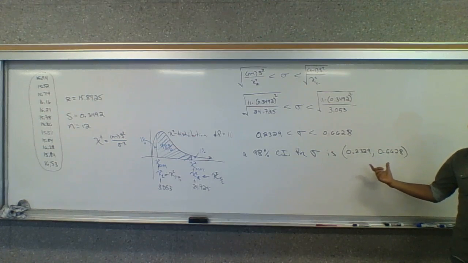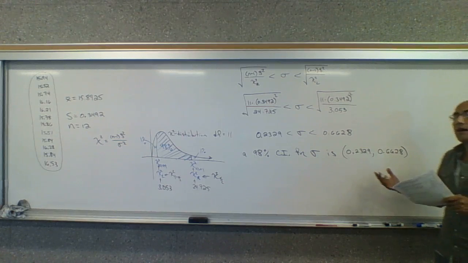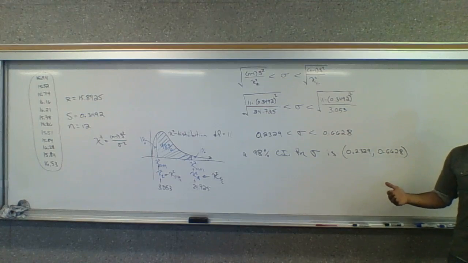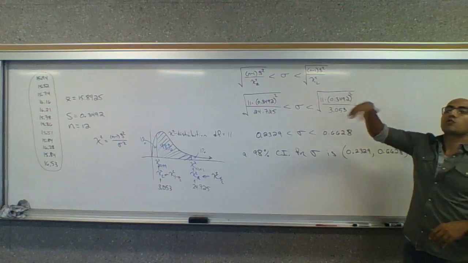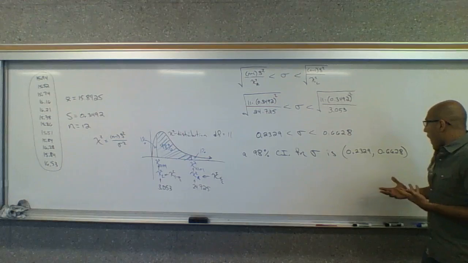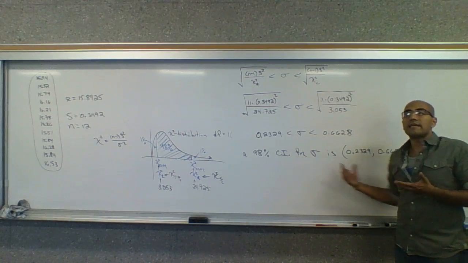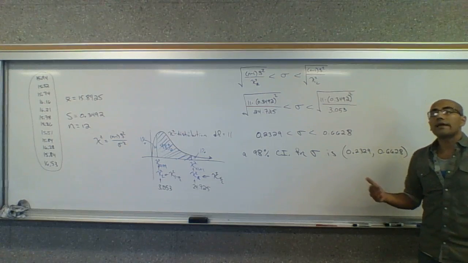Now, is it possible that the answer really is 0.2? It's possible, but it's unlikely, because 98 out of 100 times this whole procedure will produce a confidence interval that really does include it. I'm thinking this might be one of those 98 times, and it just doesn't include it. It's unlikely that this interval is one of those 2 times, right?